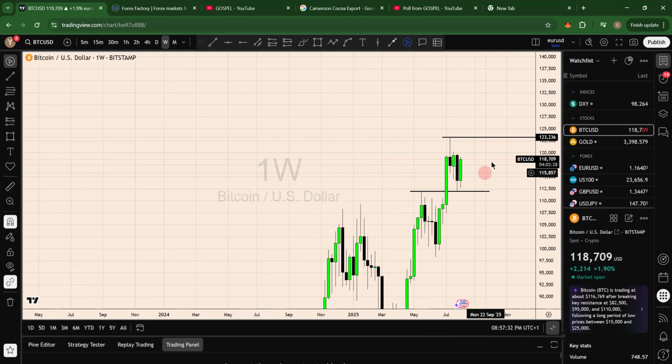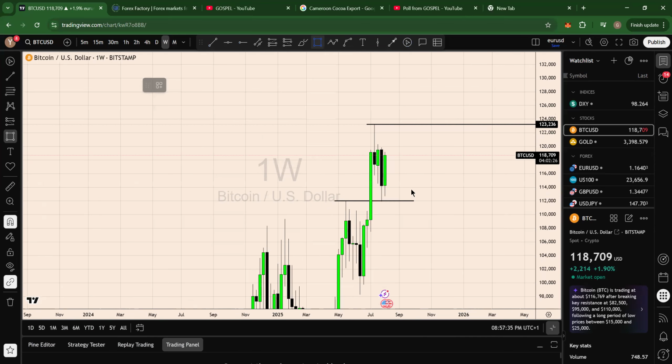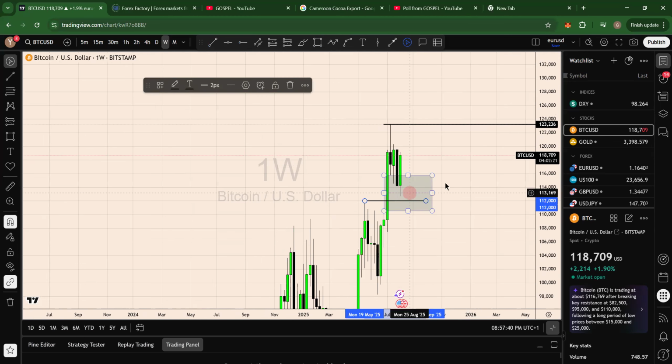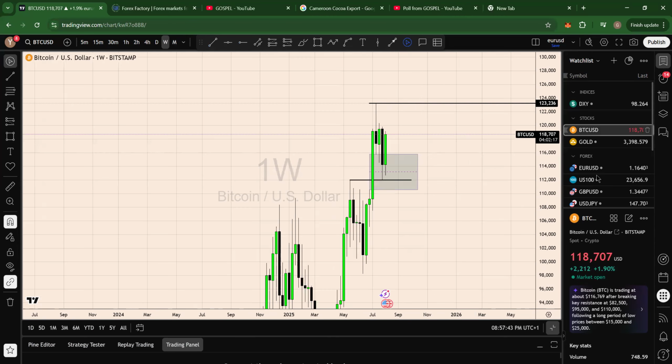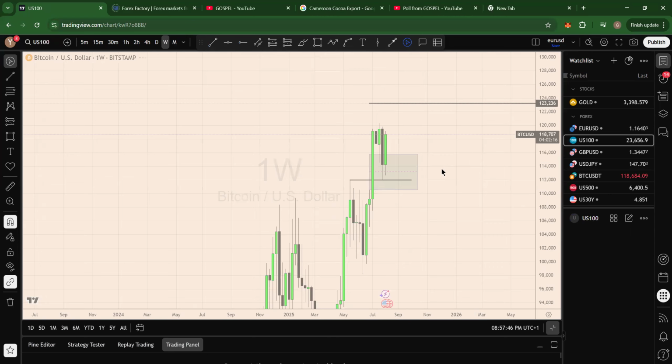Okay. And you can also see the weekly candle. The weekly is filling out this fair value gap, and we're buying up from there. So let's check out the weekly high here. That's Bitcoin. Let's look at US 100.